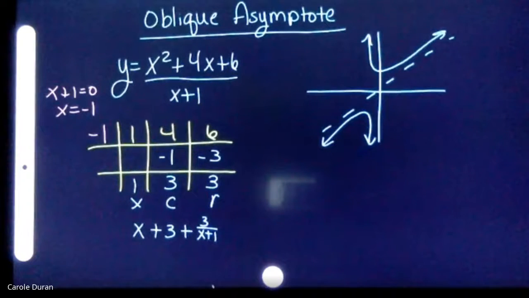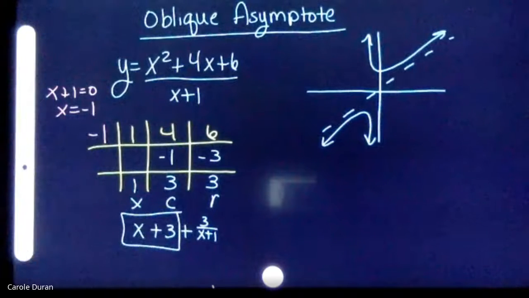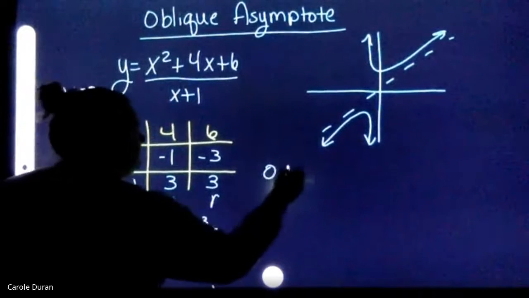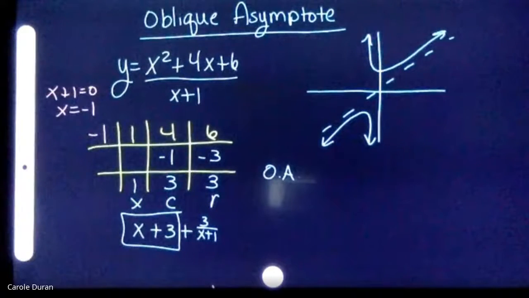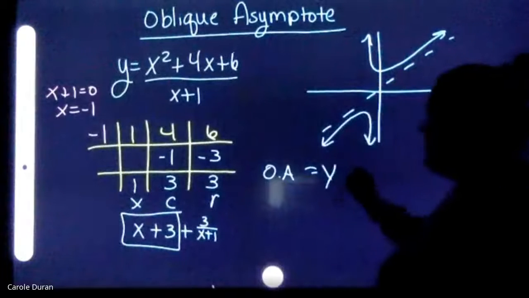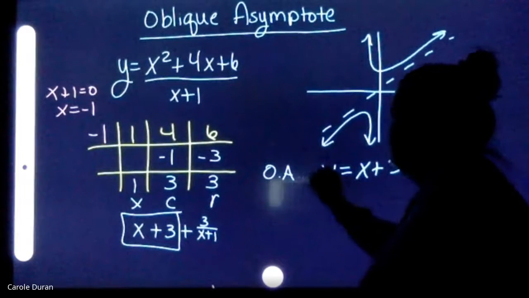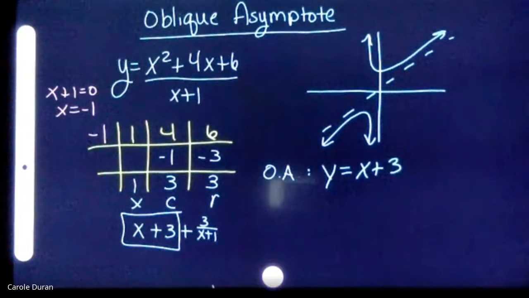My oblique asymptote is going to be everything except that remainder. So just like we did before, OA stands for oblique asymptote. And this is occurring at y equals x plus 3. So that is literally the equation for that line. And then you're done.